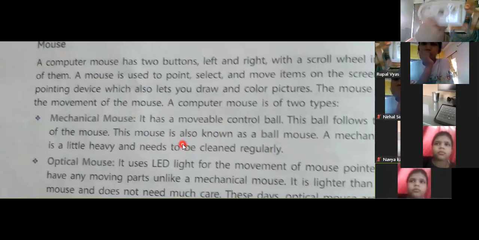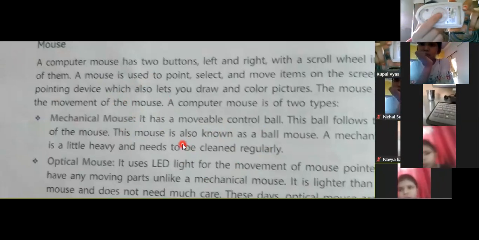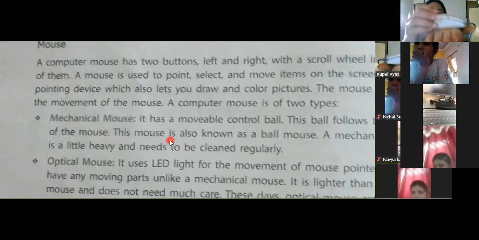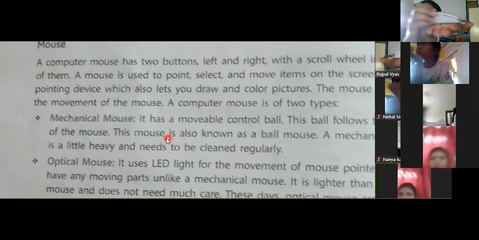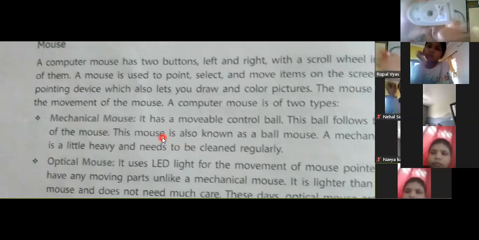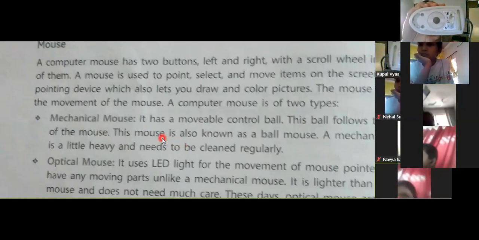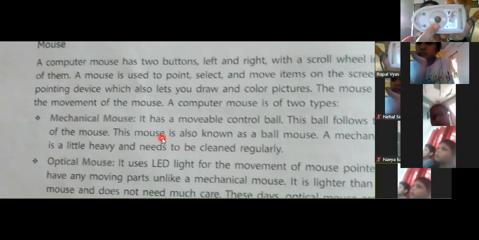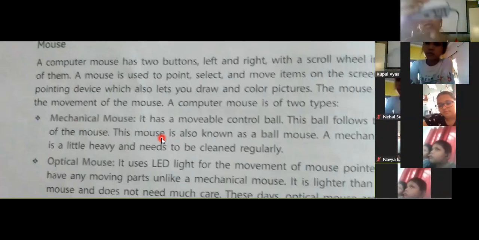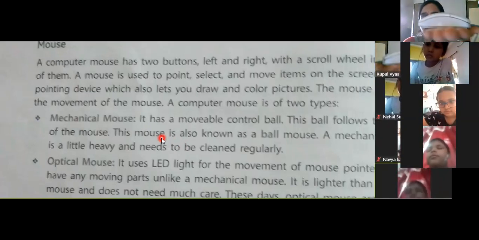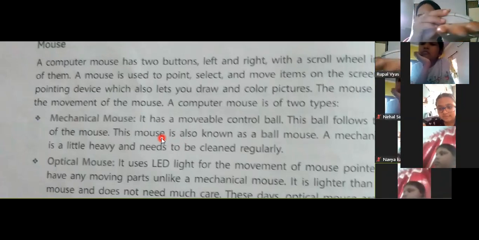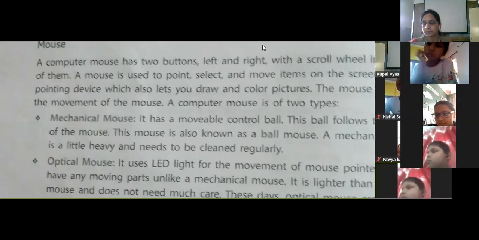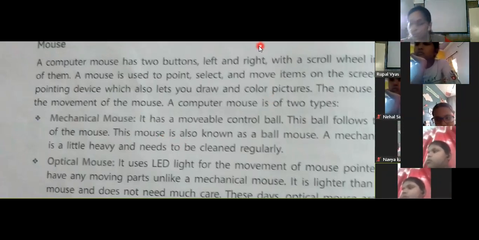Okay, so mechanical mouse is the mouse in which we have a movable control ball. If we put this ball on the surface and move the mouse, then the cursor will move. So this is the very first mouse, that is the mechanical mouse. We have the ball at the bottom side, and we put this ball on the surface, then we will move the mouse on the surface, and the cursor will move according to the movement of our mouse.